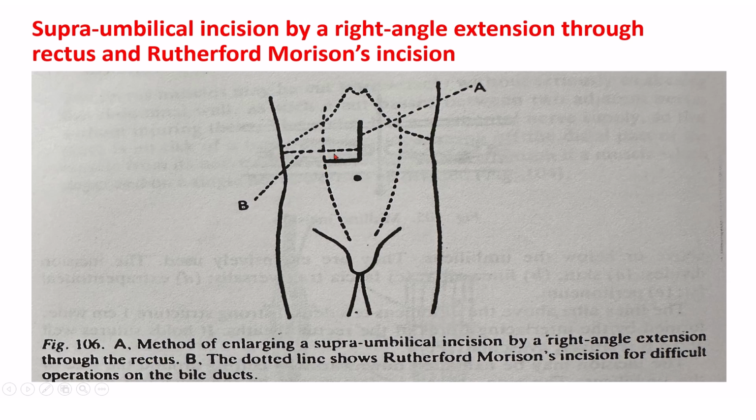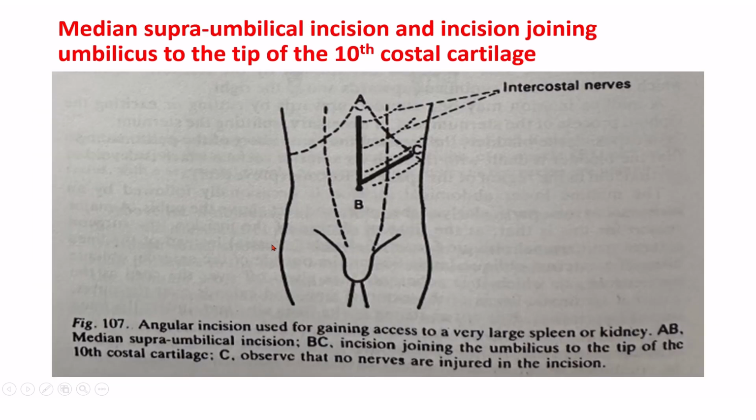Here you can also see the Rutherford-Morrison incision for difficult operations on the bile ducts. The dotted line, the B line, is the Rutherford-Morrison incision. So here you can see this is a supraumbilical incision, but you can see an additional incision extending from the umbilicus to the tip of the 10th costal cartilage, which will not damage the intercostal nerves.